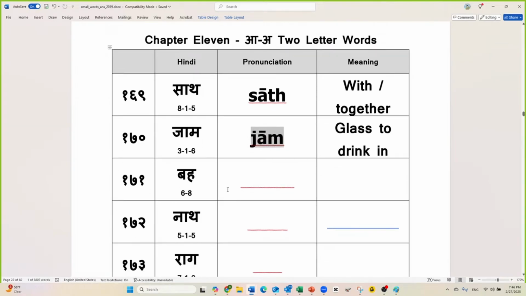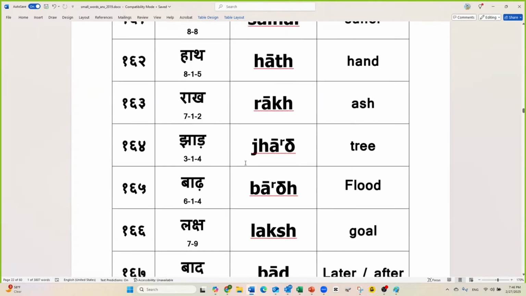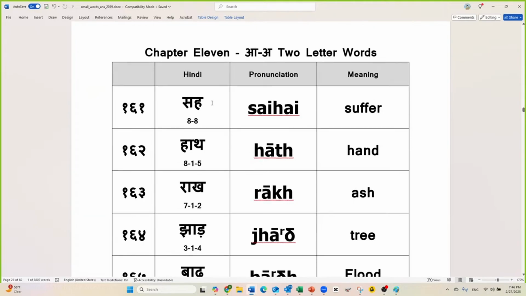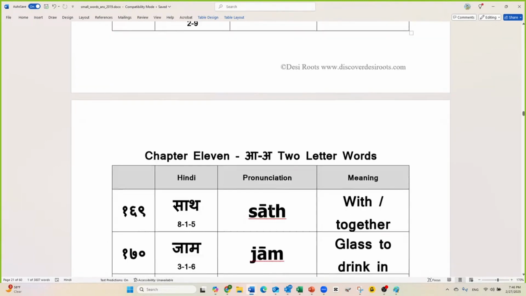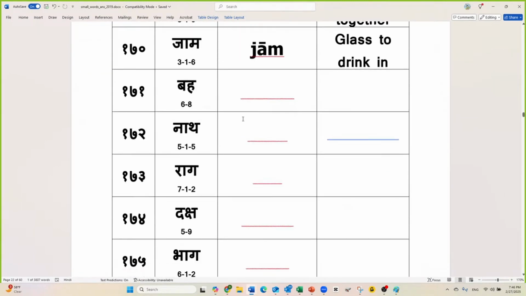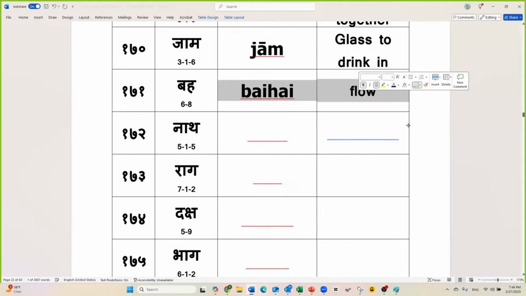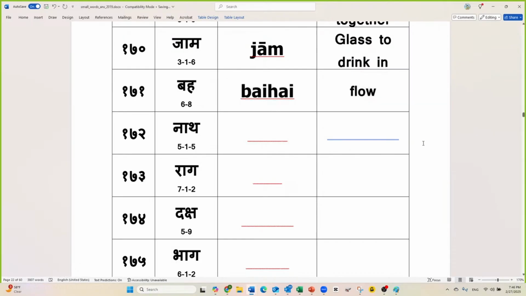Remember we did, when the second letter is her, we say seh. So now what about this word? It will become beh. Very good. Beh means to flow.